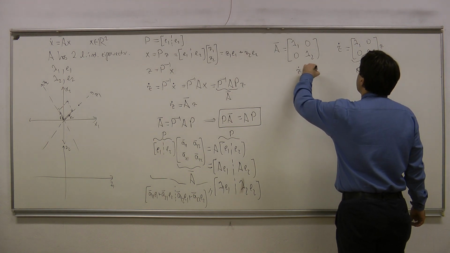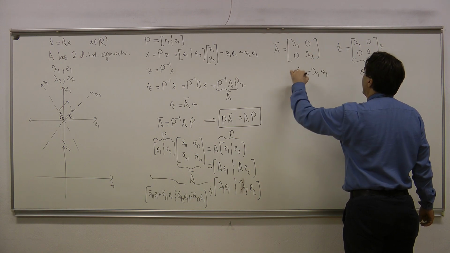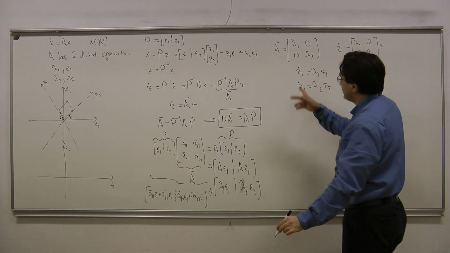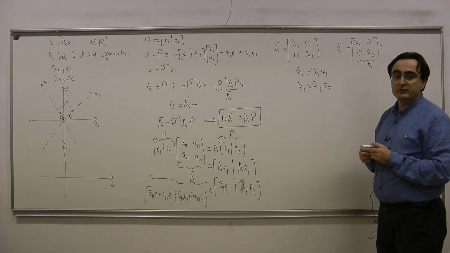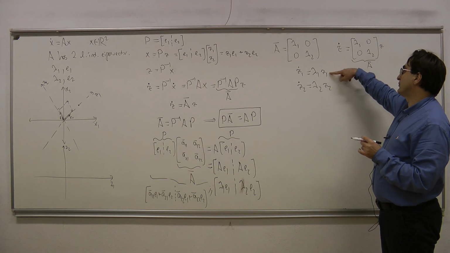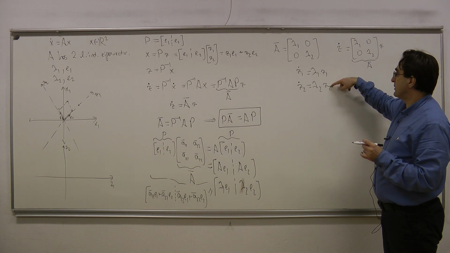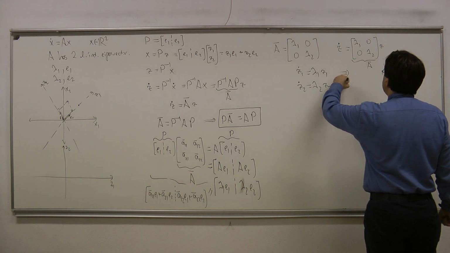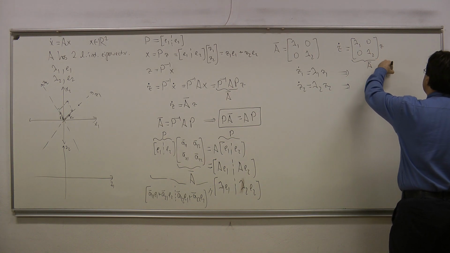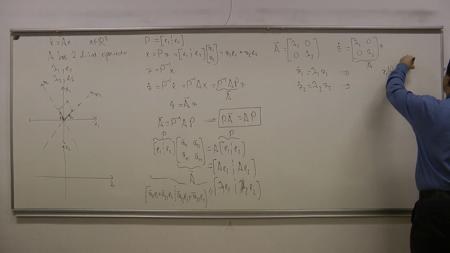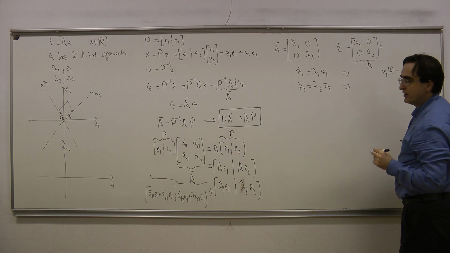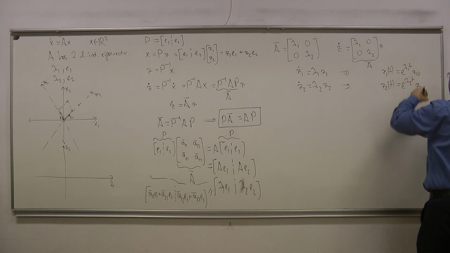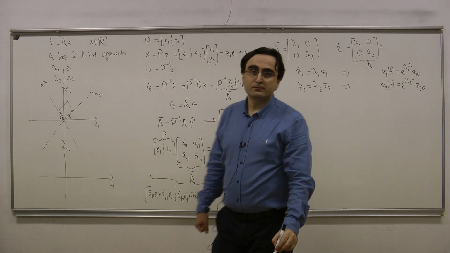That would give us Z1 dot is equal to lambda 1 Z1, and Z2 dot is equal to lambda 2 times Z2. So you see that these two dynamics are now decoupled. What do I mean by that? The differential equation for Z1 is not dependent on Z2 and vice versa. These two equations can be easily solved as follows. Z1 of t is equal to e to the lambda 1 t times the initial condition for Z1, and Z2 of t is equal to e to the lambda 2 t times the initial condition for Z2.